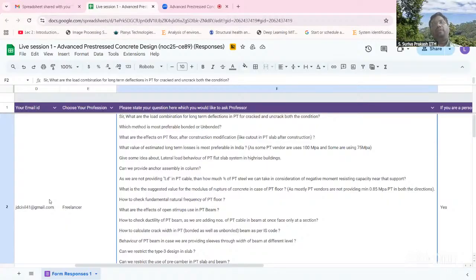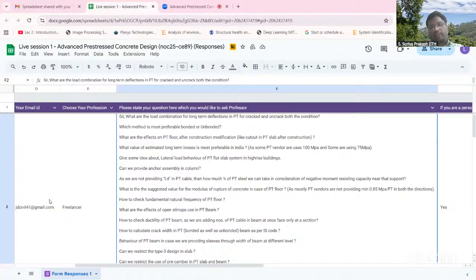Well, for the creep coefficient, the code IS 1343 gives detailed calculations for how to arrive at the creep coefficient, right? As you said, typically 1.6 or 2 we take, which is a reasonably good assumption.